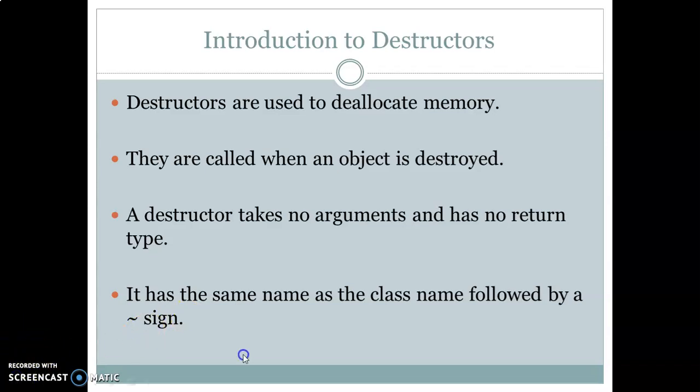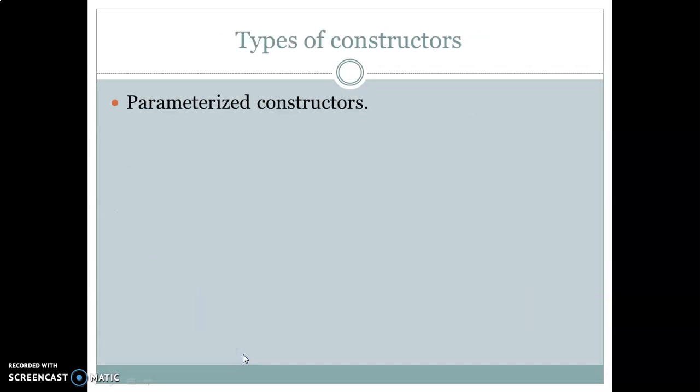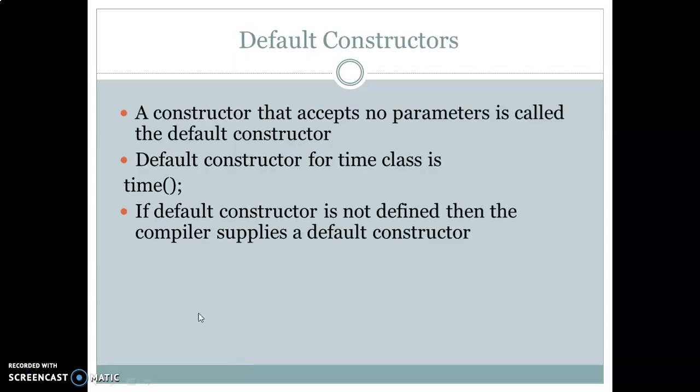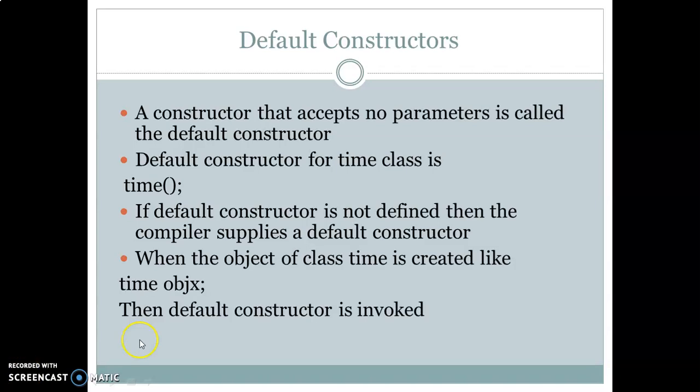Now we will see the types of constructors. Three types of constructors are there: parameterized constructors, copy constructors, and default. A constructor that accepts no parameter is called the default constructor. Suppose our class name is time, so our default constructor will be like time. If default constructor is not defined in the class, then the compiler supplies a default constructor. When the object of class time is created like time objx, then default constructor is invoked.